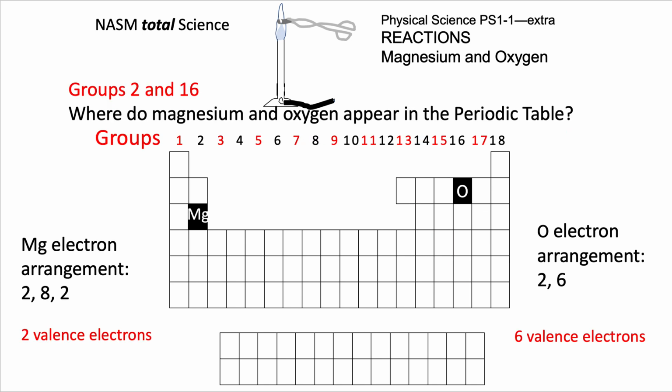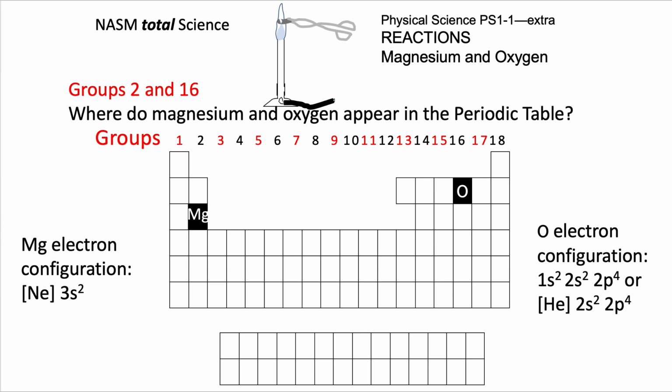It also is going to tell us about their electron arrangement, and we have magnesium as 2, 8, 2, so it's in the third row. The first two rows are full, 2 and 8, and 2 in the final one. So the outer shell has 2 valence electrons, and for oxygen it's 2, 6, with 6 valence electrons.